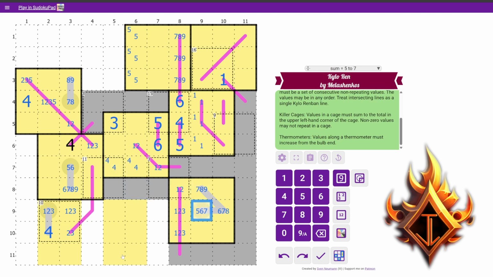Oh, here we go. 4 cannot be down here, so it goes here. So, doesn't help me up here. I need more of those insights. 5. I need to figure out these other two last boxes. This is still 5, 6, 7, 8, 9. So 5 here.